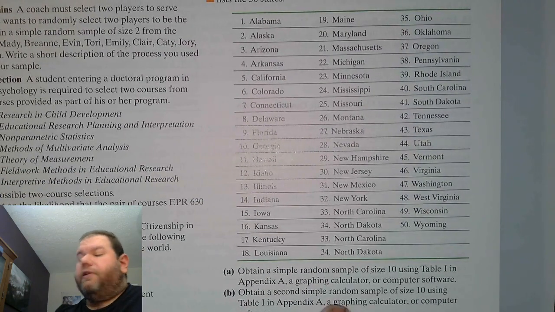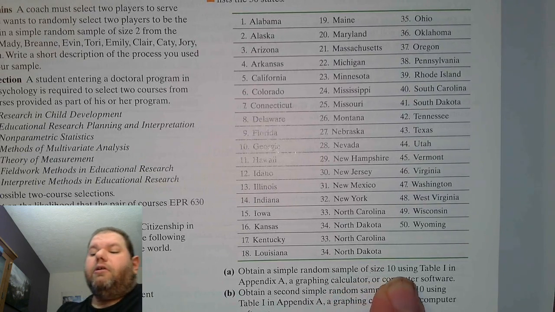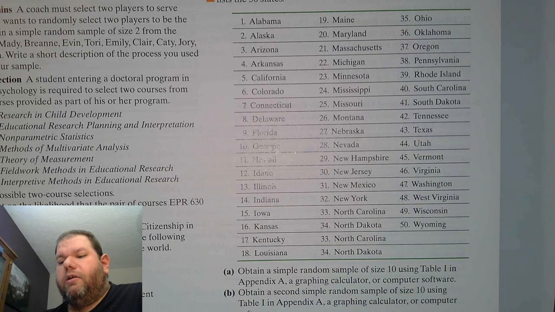And we want to find a sample of 10 states by selecting them at random. The good thing here is there's really no correct answer, because each of you is probably going to get a different set of 10 states or 8 presidents for these different lists if we went through with that.